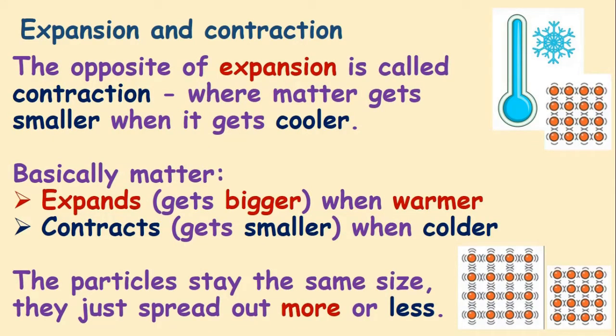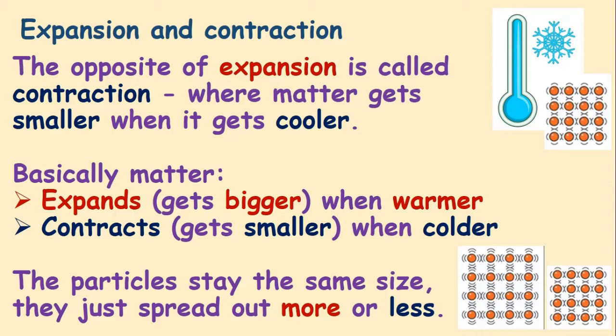The opposite of expansion then is called contraction. This is where matter gets smaller when it is cooler. So for example, you can see in the picture the particles are not vibrating as much, so they are not as spread out. So the main points are that matter expands, which means it gets bigger, when warmer, and it contracts, which means it gets smaller when it is colder.